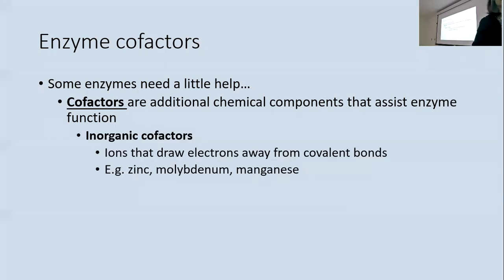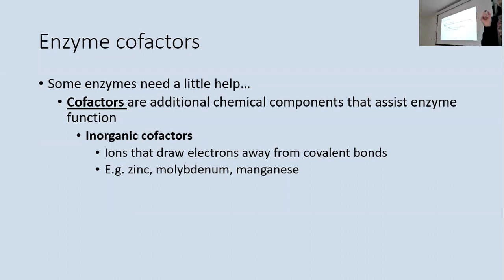There are a couple of kinds of cofactors. The first is inorganic cofactors. They're ions, little charged atoms that attach in and draw electrons away from covalent bonds, which disrupts bonds, one of the things enzymes are trying to do. So you can add these ions that pull electrons away from the covalent bonds and help lower activation energy and cause some reaction to happen. These are things like zinc, molybdenum, and manganese. All of these cofactors sound very much like everything in your morning vitamin. So zinc, molybdenum, and manganese are some examples of inorganic cofactors.